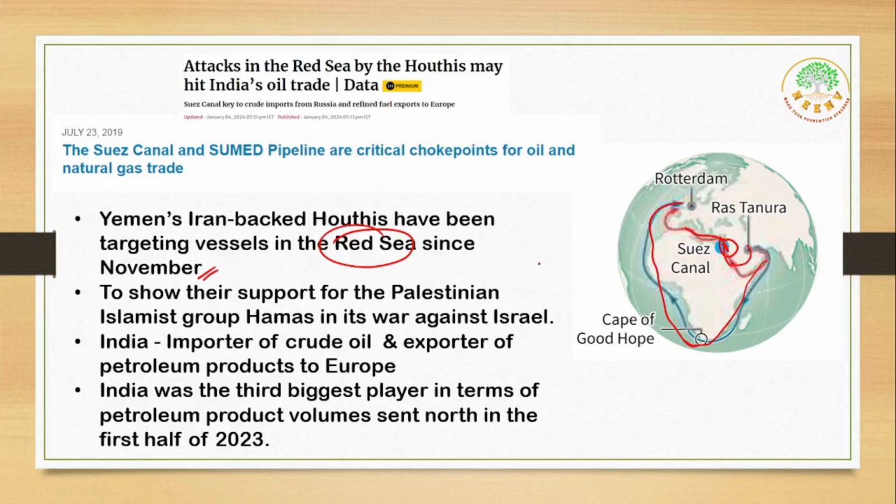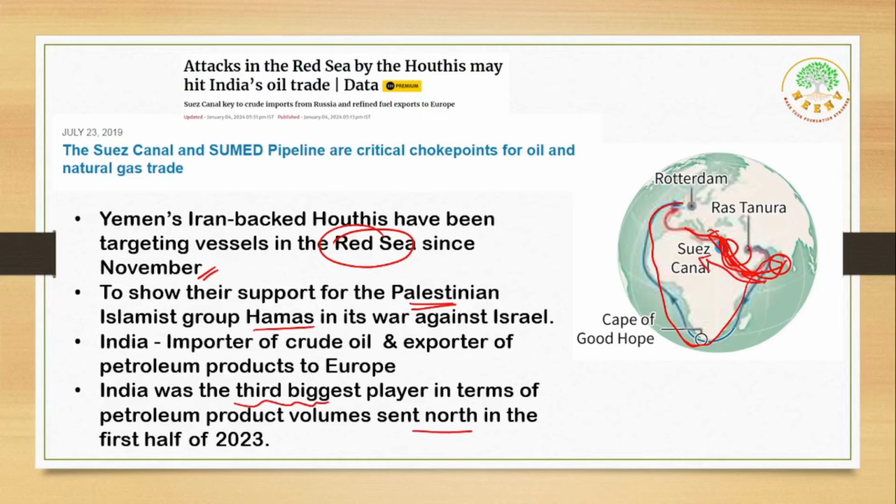And why were the Houthis attacking ships? In order to show their support for the Hamas in Palestine against Israel. And what is the implication for India? India is a country who imports the crude oil through the Suez Canal route, and we export the refined petroleum products to Europe through the same Suez Canal route. So any blockade of Suez Canal will directly impact the Indian oil resources and the business. And when it comes to the trade, India was the third biggest player in terms of petroleum product volumes sent north, that is, the refined product sent towards the eastern areas in the Suez Canal.